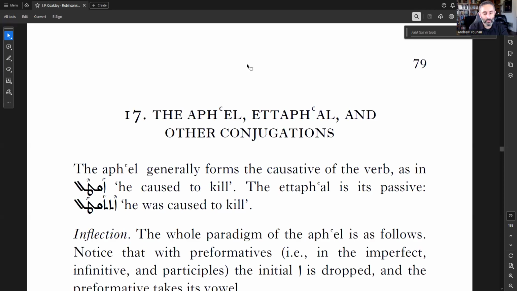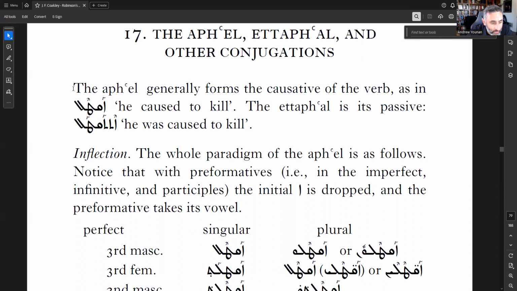Okay, chapter 17, the causative, so the ap'al and ittaf'al and other conjugations. Again, this is all, we went over this. Hopefully you memorized it when we were going through the blue book, but let's go through this chapter as well.